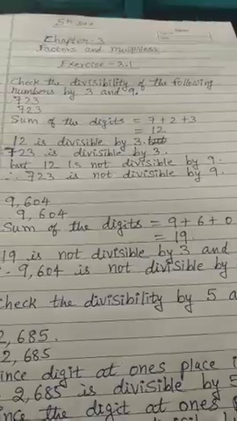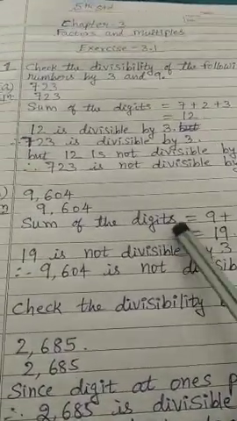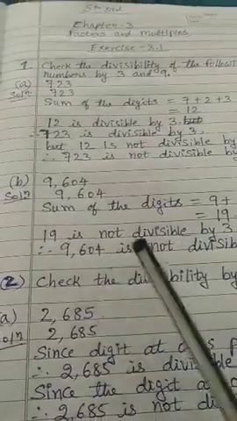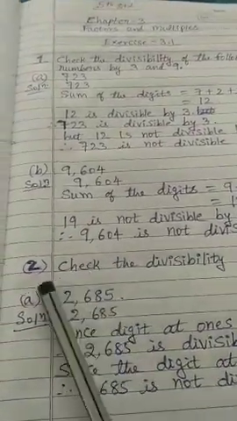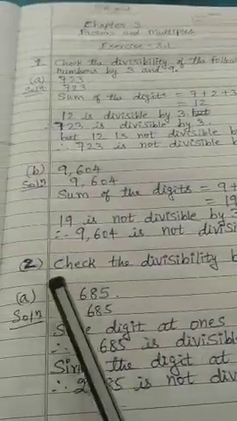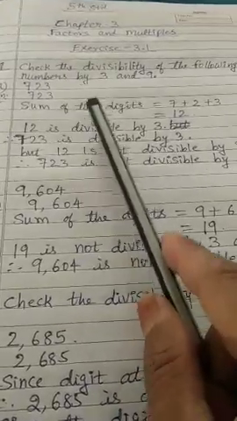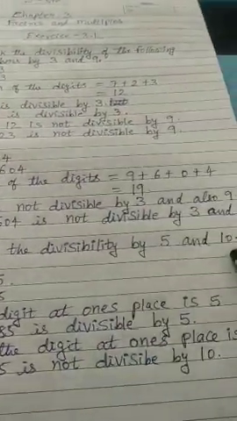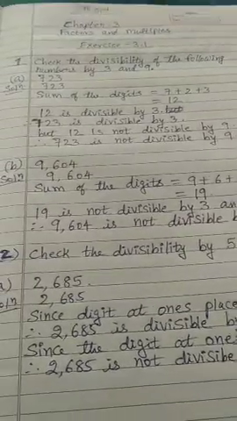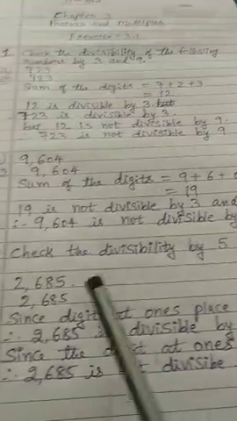This is how you have to check for the divisibility rule. These are called divisibility rules for 3 and 9. For different numbers, different rules will come across us. In the second main question, you will understand. Check the divisibility by 5 and 10. Now in the first main question we have done 3 and 9. This is the rule. But for 5 and 10, there is another rule. These things you must remember.